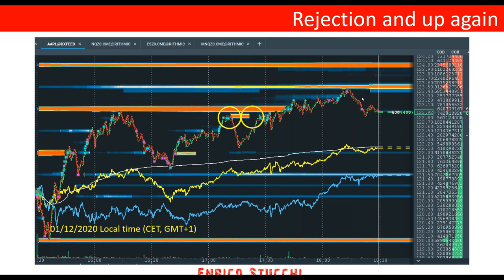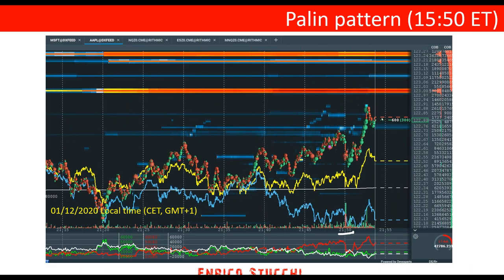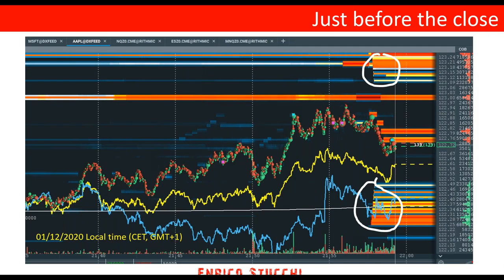Then it goes down, how many points? 50. 50 ticks blocks, very useful. Okay, this is the Palin pattern, so 15:50 is the time. Okay, look at the close. Usually at the close, Apple is very, very difficult to trade because there is new liquidity added, just a lot of ticks under and above the price. It's very, very difficult to understand.